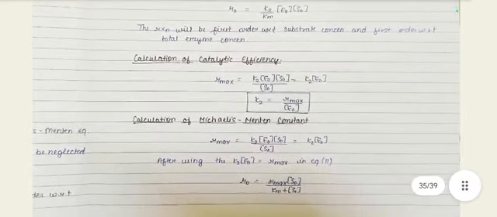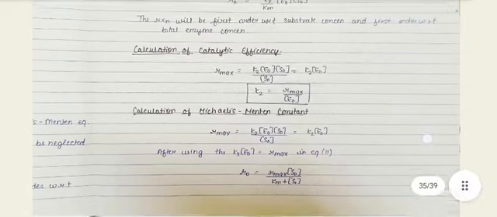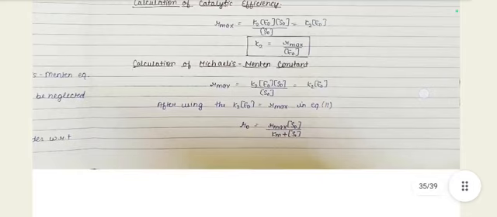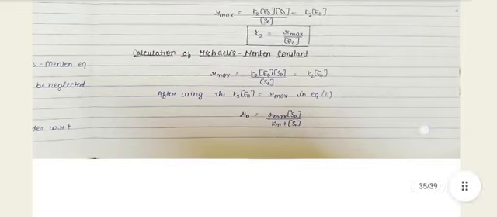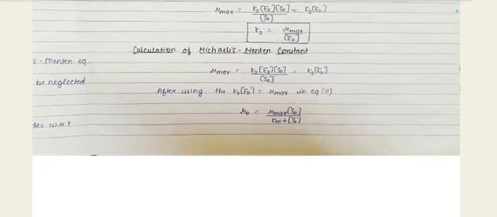Calculation of catalytic efficiency: R max is equal to K2 E naught into S naught by S naught, which is K2 into E naught. K2 is equal to R maximum by E naught. Calculation of Michaelis-Menten constant: R maximum is equal to K2 E naught S naught by S naught, that is K2 E naught. After using K2 E naught equal to R maximum in equation 2, R naught is equal to R maximum S naught by Km plus S naught.